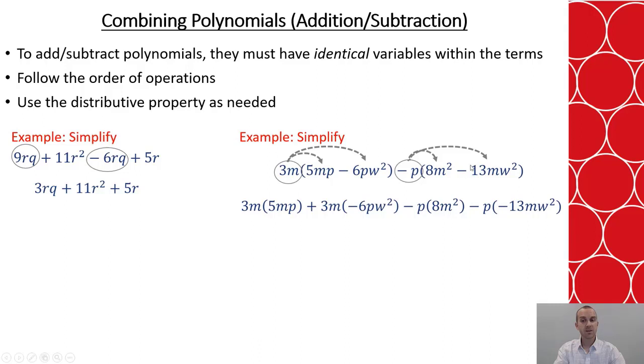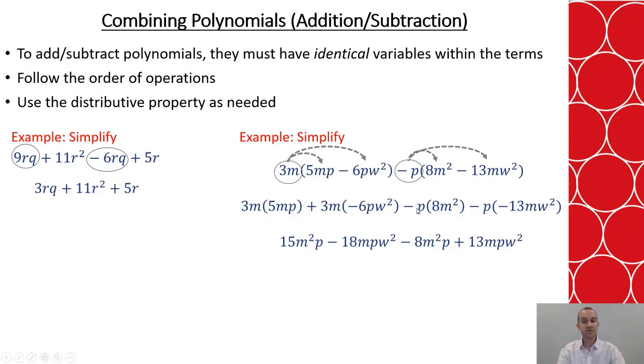And I keep these signs, the operations, on the variables. If I treat them kind of like it's a positive or negative, it makes it a little bit easier for me to remember whether it should be positive or negative when I multiply. So here, 3 times 5 is 15. M times m gives me m squared, and then the p. And then same thing here. 3 times negative 6 is negative 18. And then I have the mpw squared.